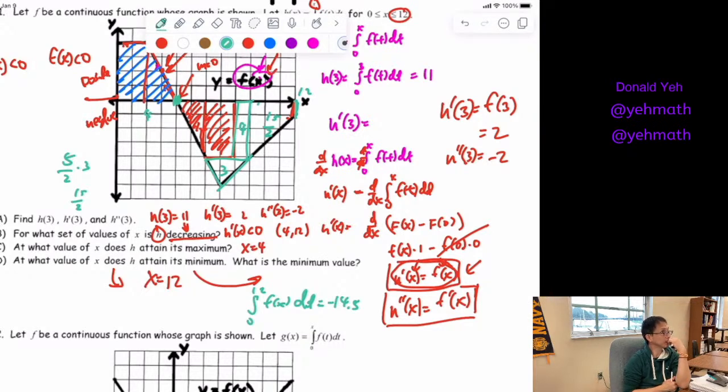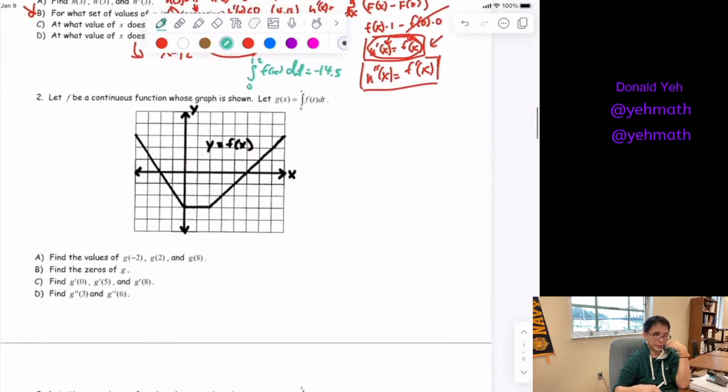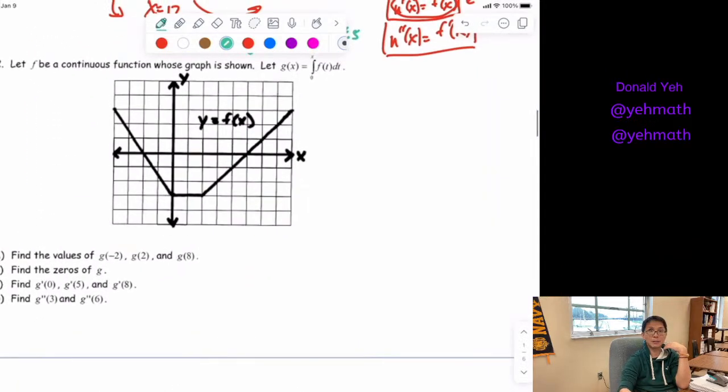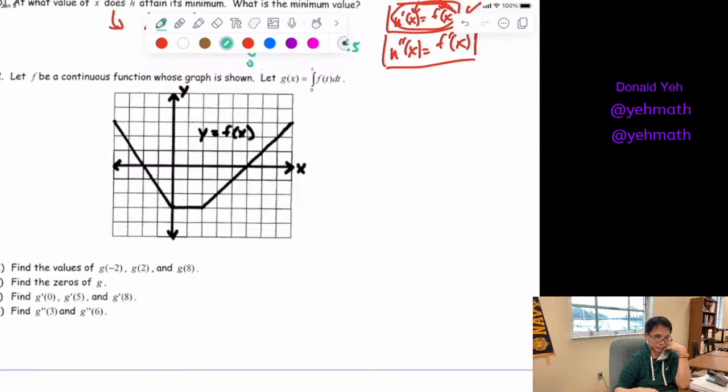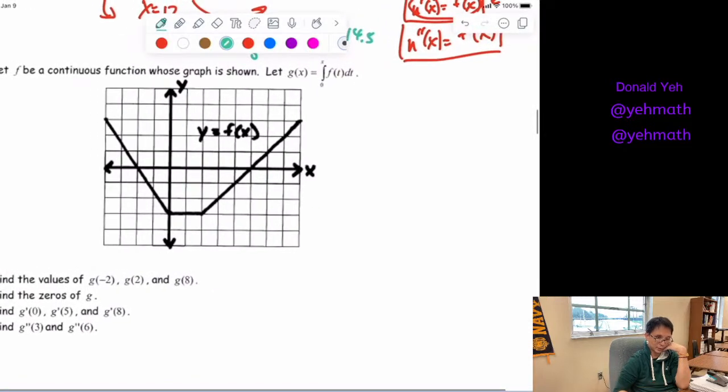Can you just use the intervals to explain it too? Yeah. Okay, so the next question. Wait, is time almost up? Okay, good. You guys are going to figure this out.